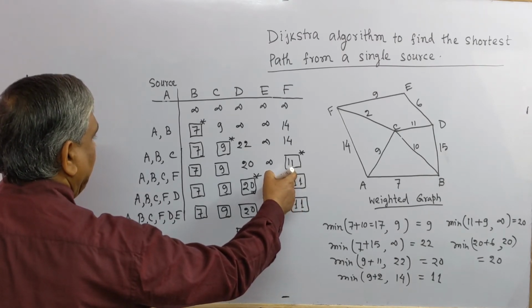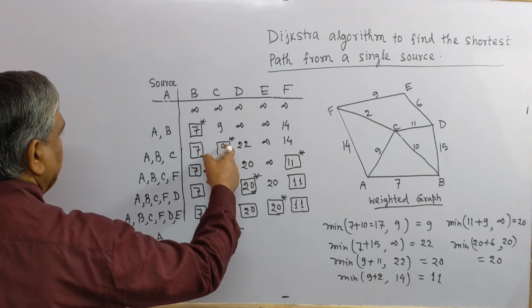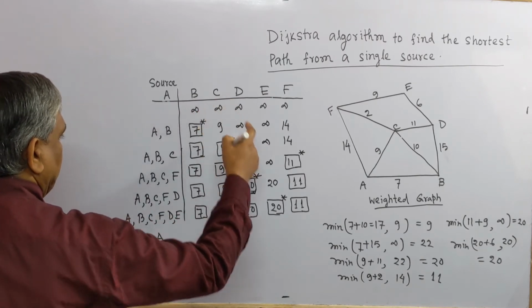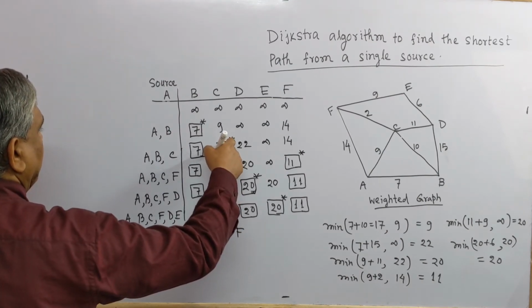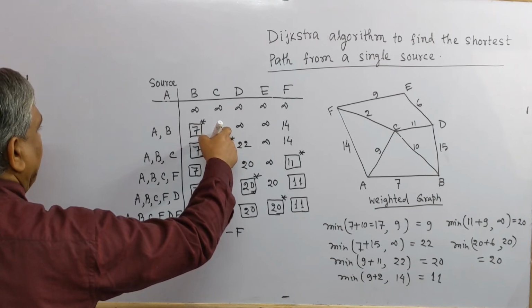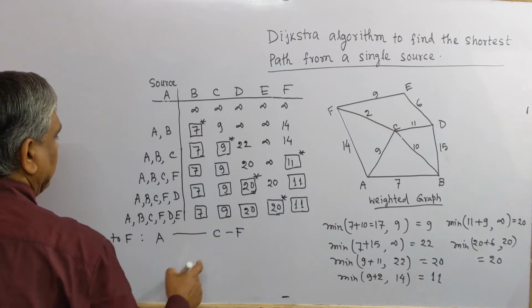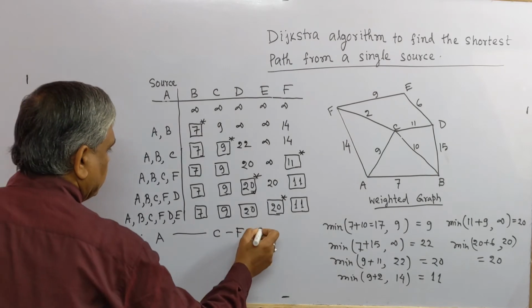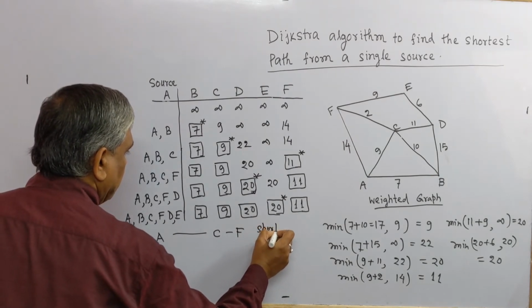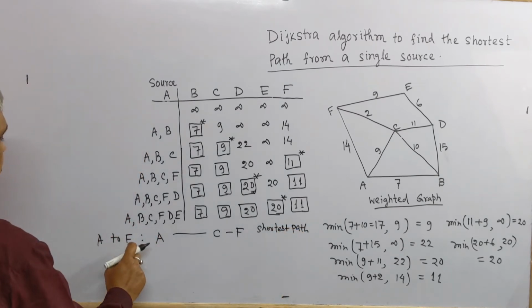This 11 star comes from this star, meaning 9. This is C. So we write C here, and this C 9 comes from A. So the path is A to C to F. This is the shortest path from A to F.